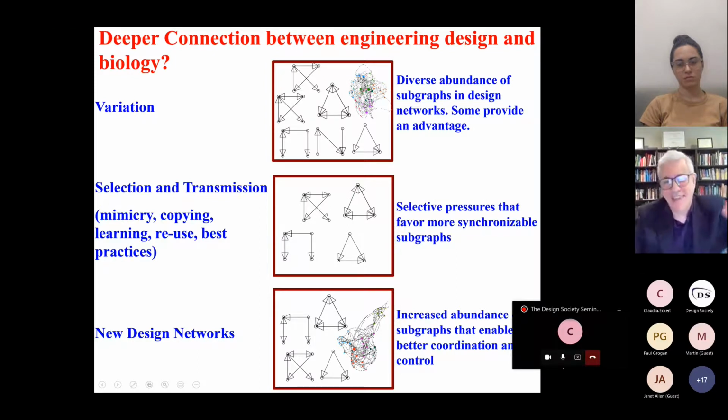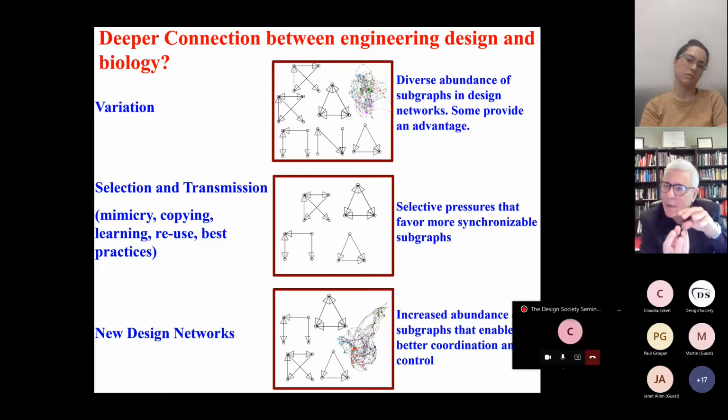Like synchronization and coordination. And over time, there is a process of selection and transmission. There are all kinds of processes like mimicry, copying, learning, reuse and best practices, and eventually we select. Those selective pressures lead to selecting those synchronizable subgraphs, and that leads to new design networks. This is the reason why we see in real networks subgraphs or key circuits that have certain properties, like the one I tried to convince you of, related to synchronization and coordination.